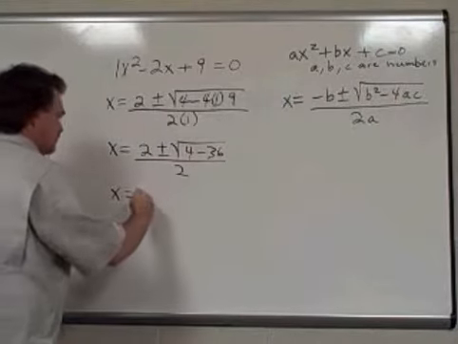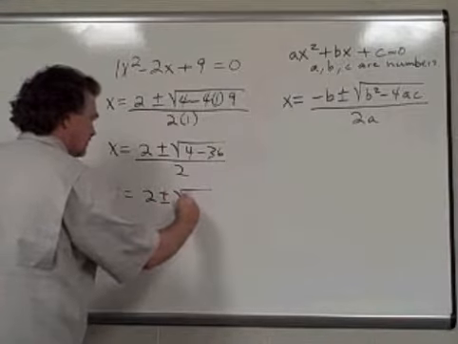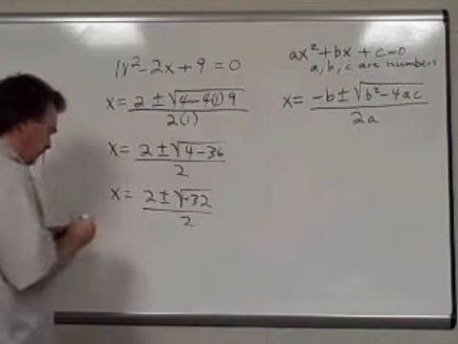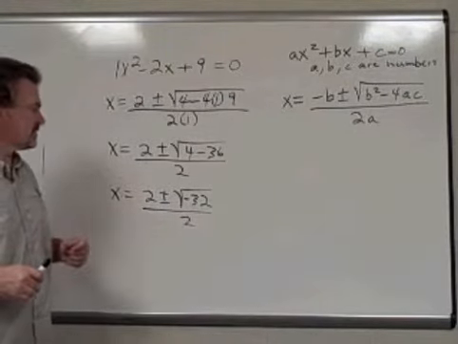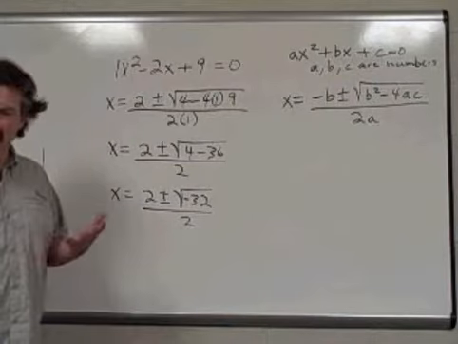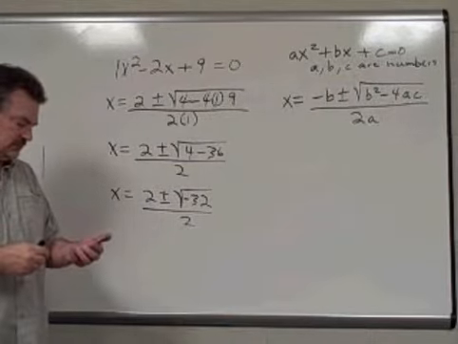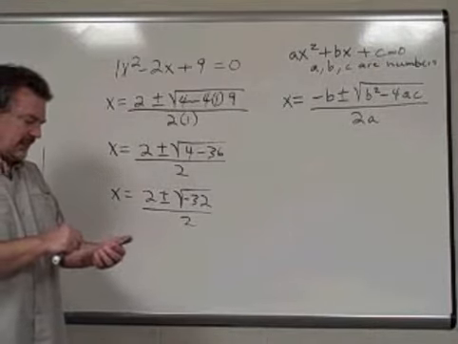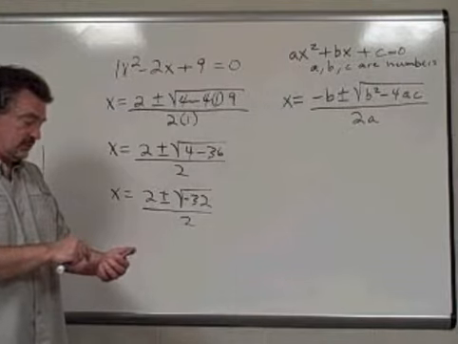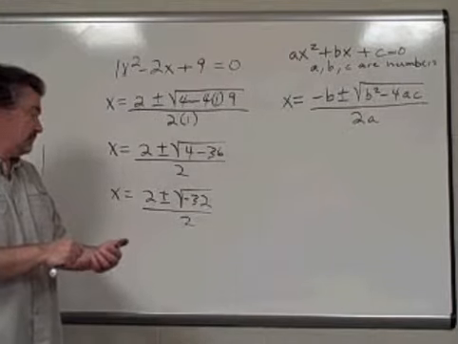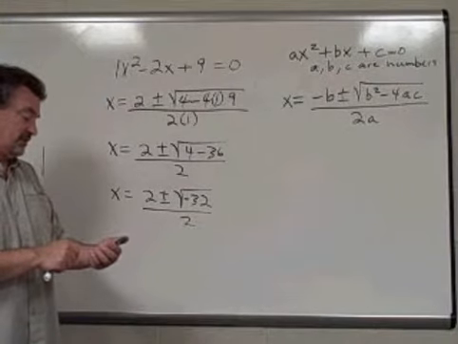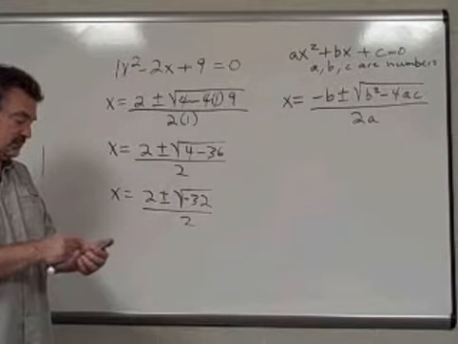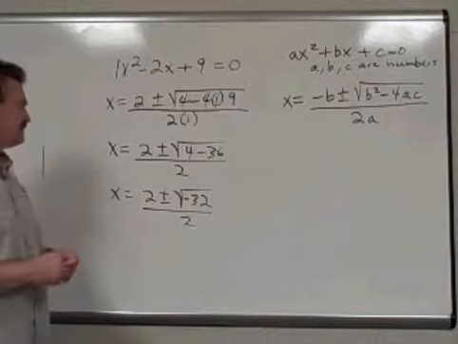So x equals 2 plus or minus the square root of, 4 minus 36 is -32. Can I take the square root of a negative number? Let's try. 32, make it negative. Take the square root. That gives me some sort of error message. I can't take the square root of a negative number. Well, then what are we going to do here?